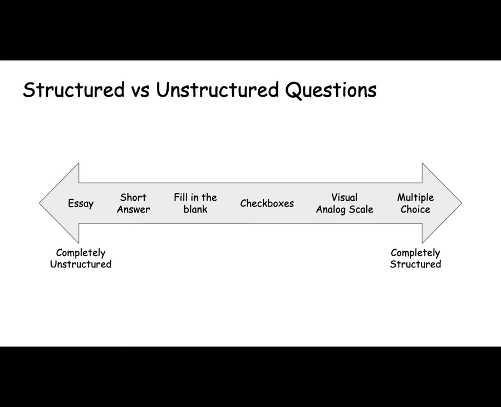On the increasingly structured side, checkboxes or a multiple choice where people can choose all that apply is slightly more structured, as is a visual analog scale. Something that's really strongly structured is multiple choice, where you've given them all the options to choose from and they can only choose one.